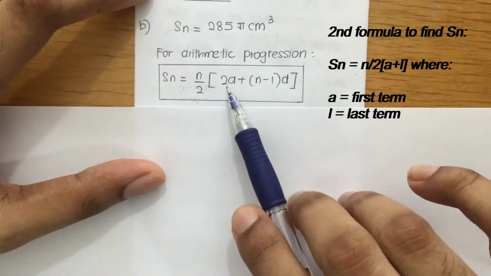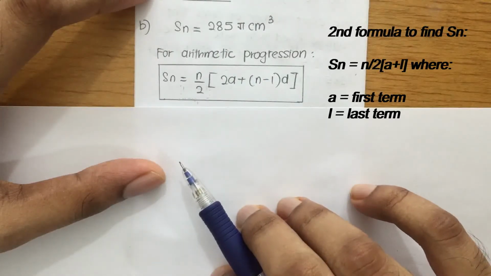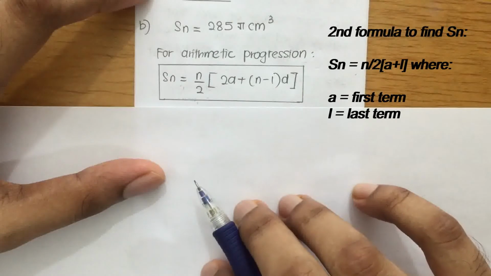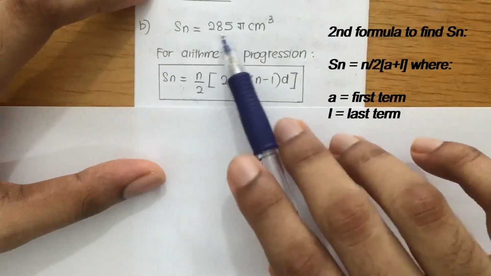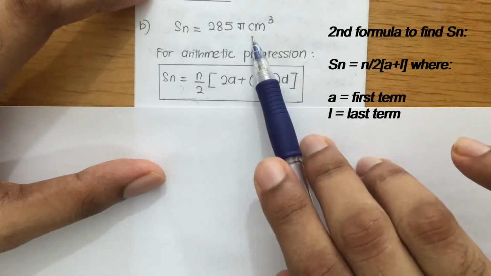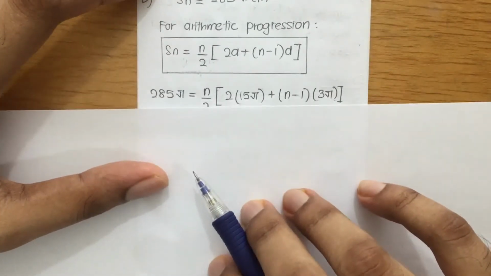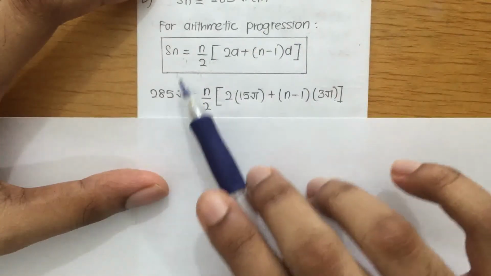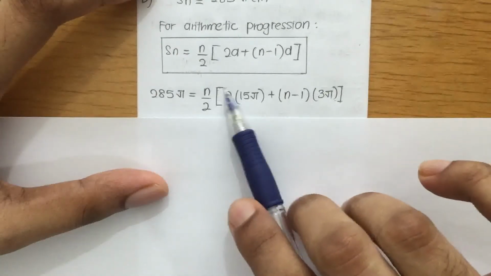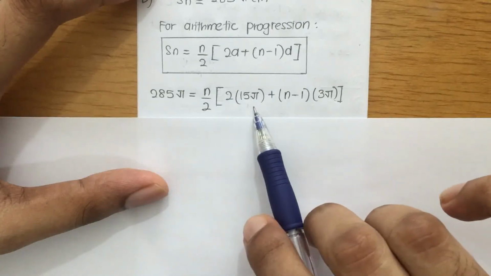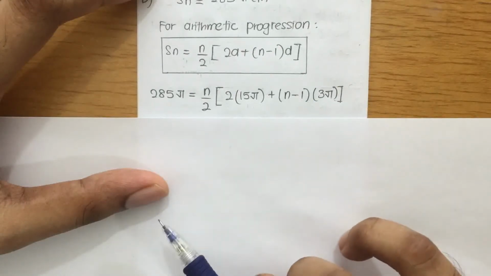Since we know that our first term a is 15 pi and our common difference d is 3 pi centimeter cube, you can use this information to find the number of terms n, which n value gives us the sum of 285 pi centimeter cube. So we substitute all the values into the equation: 285 pi equals n over 2 square bracket 2 times 15 pi plus (n minus 1) times 3 pi, close bracket.